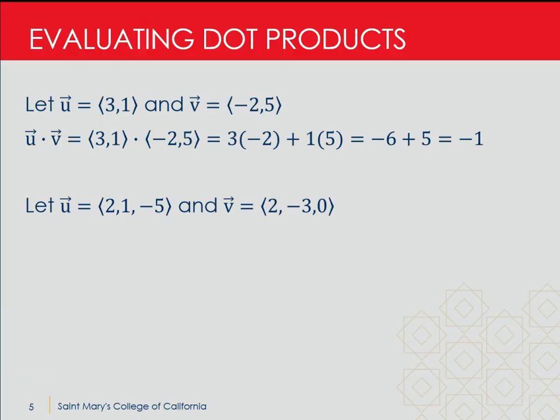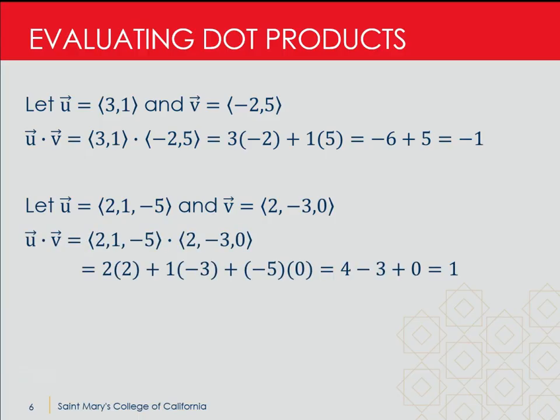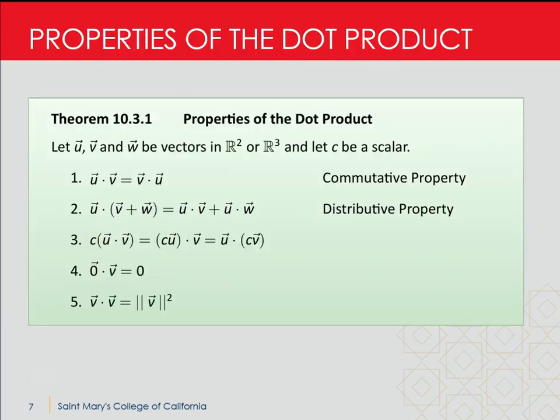Do exactly the same in 3D, in R3. Take each of the elements, so we take the 2 times the 2, plus the 1 times the -3, plus the -5 times 0. Add it all up, we get 4 minus 3. The last term is, of course, 0. So we get 4 minus 3, which is 1. Again, a scalar.